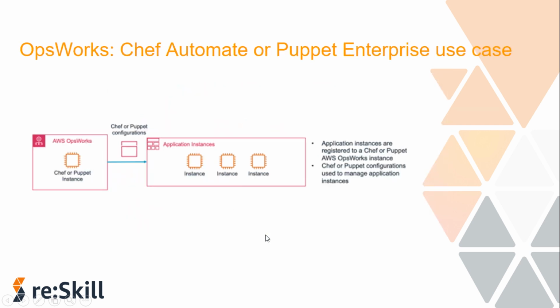Okay, and next is the use case for Chef or Puppet Enterprise. This example shows a typical use case for AWS OpsWorks for Chef Automate or Puppet Enterprise, as it is used to manage the compute instances of a web application. You can see we are using the Chef or Puppet configurations here in managing the configurations.